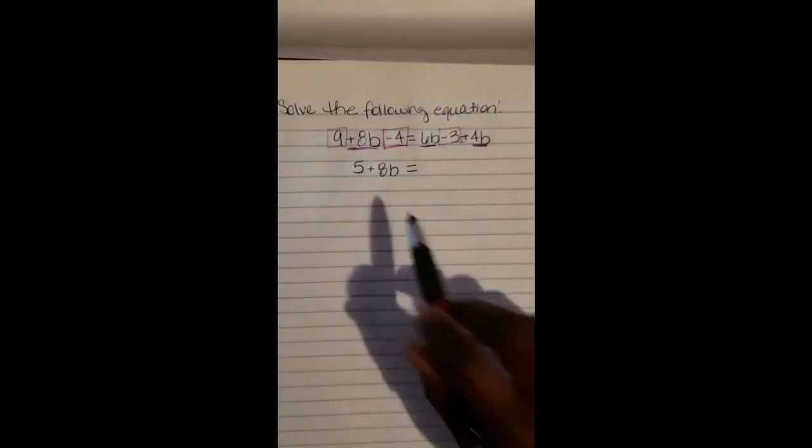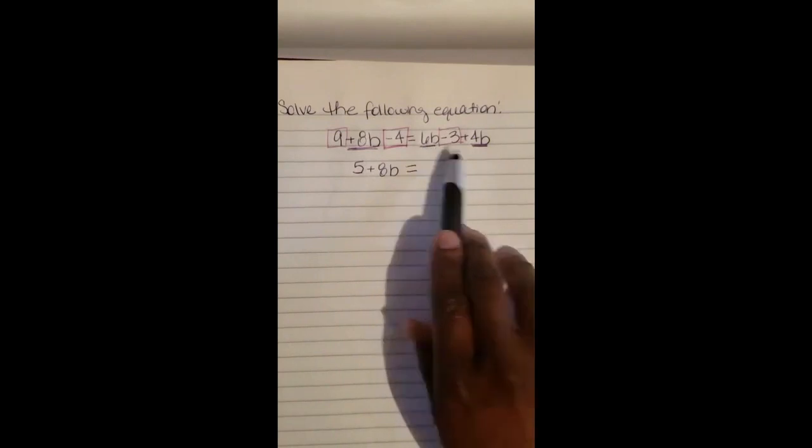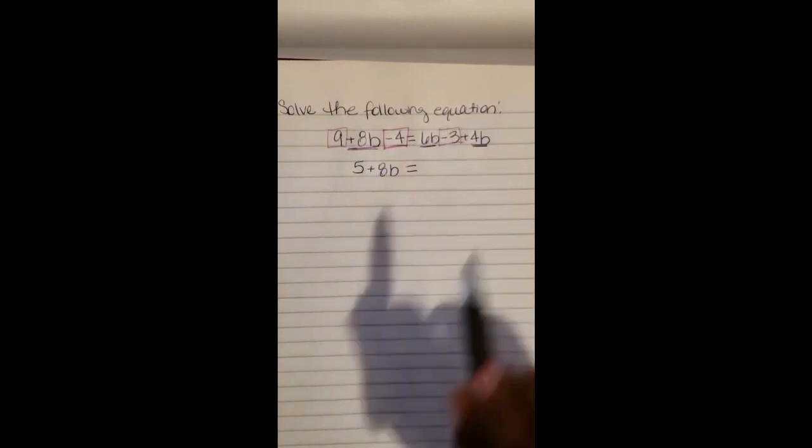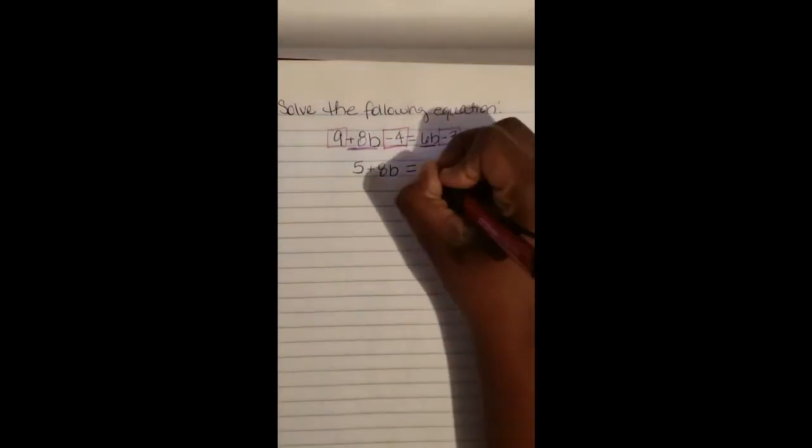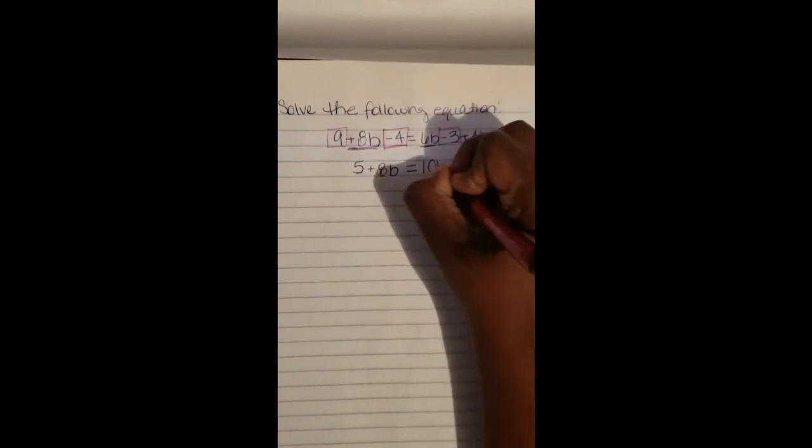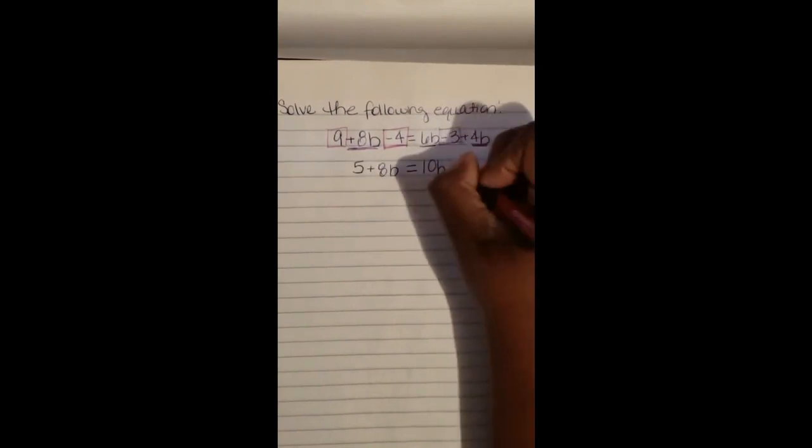On the right-hand side, I notice that I have a 6b plus a 4b. And I can add both of those together to give me 10b. And then I just simply bring down my -3.